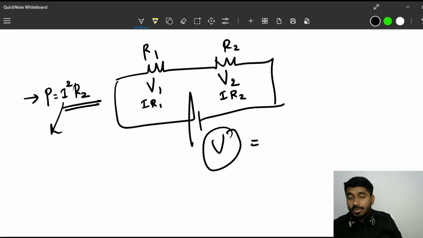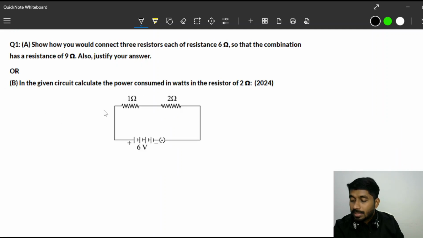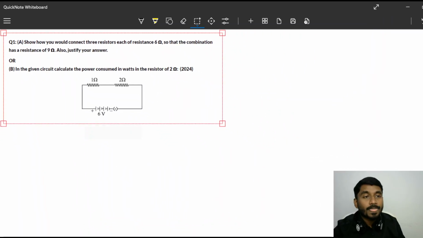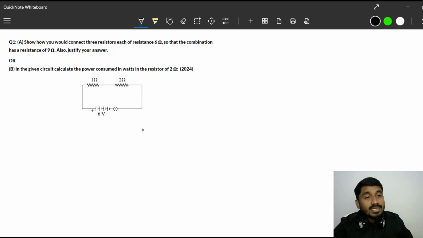So let's move on to the questions. Ready? So these are the topics. Take a screenshot of whatever you want as notes. Now let's see, this is a question asked in the 2024 board exam. Let's try to solve it. Show how you would connect 3 resistors, each of 6 ohm, so that the combination has a resistance of 9 ohm.